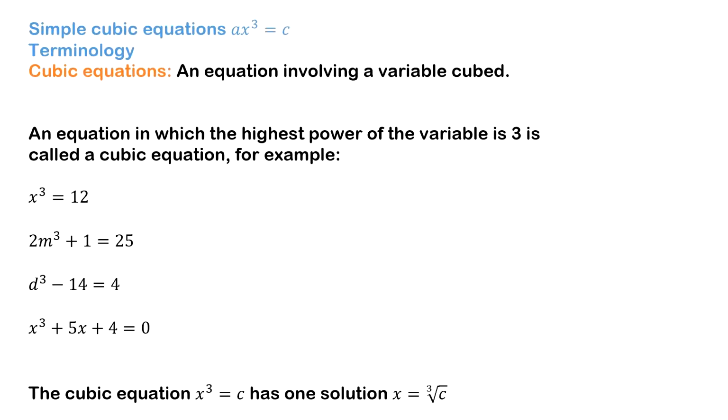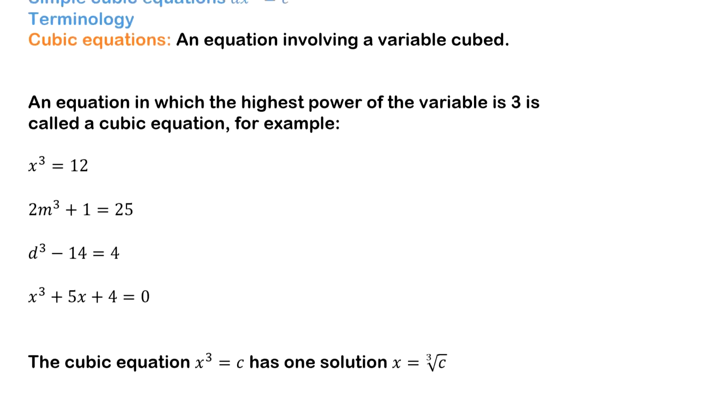In this video, we're looking at simple cubic equations in the form of ax cubed equals c. So a cubic equation involves a variable that has been cubed or to the power of 3. So the highest power of the variable in the equation is 3, hence the cubic equation. So examples are x cubed equals 12, 2n cubed plus 1 equals 25, d cubed minus 14 equals 4, and so forth.